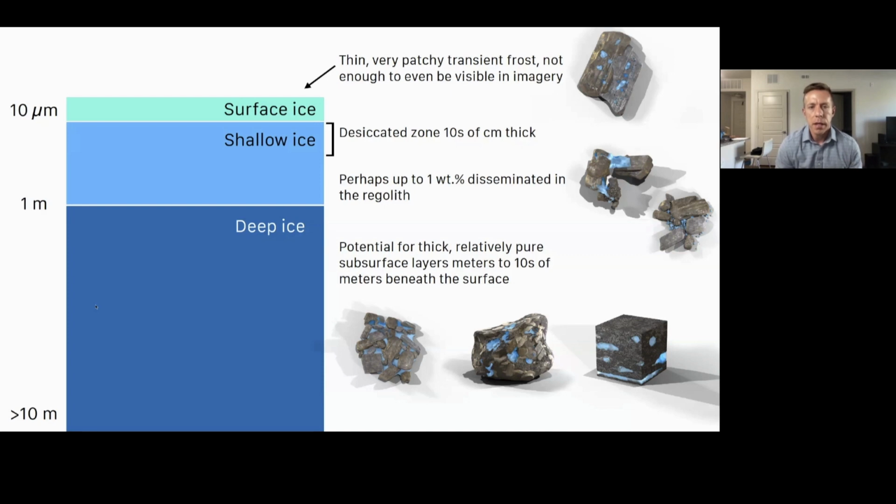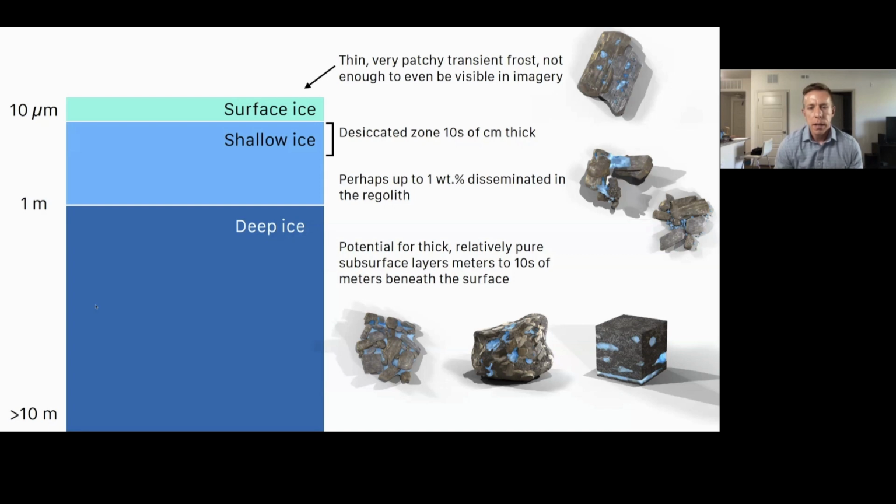Beneath that, in the shallow ice zone, there seems to be evidence for a desiccated zone, some tens of centimeters thick. This is coming from the neutron data. And then beneath that, there's perhaps up to about 1 weight% ice that's likely finely disseminated in the regolith due to billions of years of impact gardening. That's consistent with the neutron data and also with models of regolith gardening, for example, the work by Emily Costello.